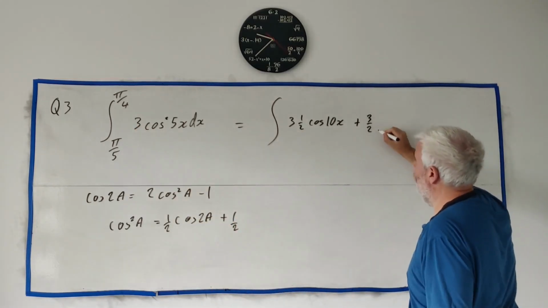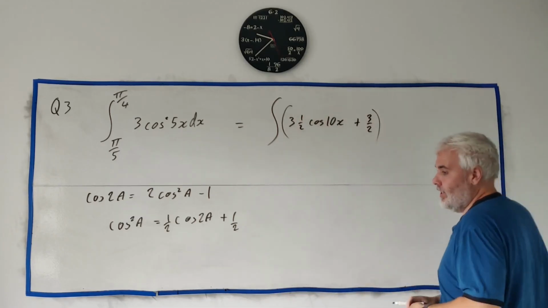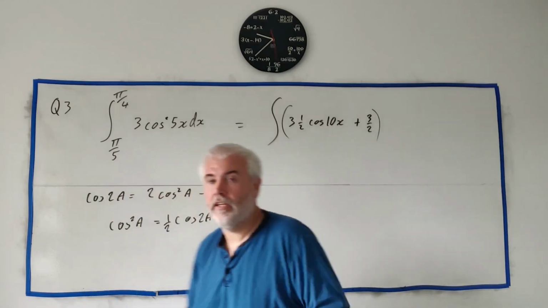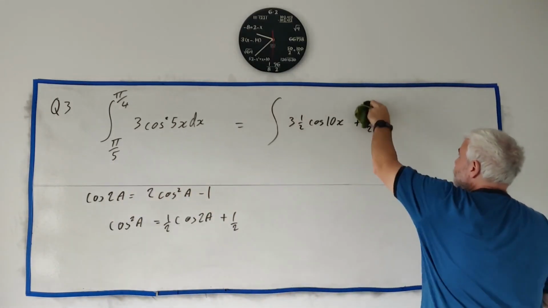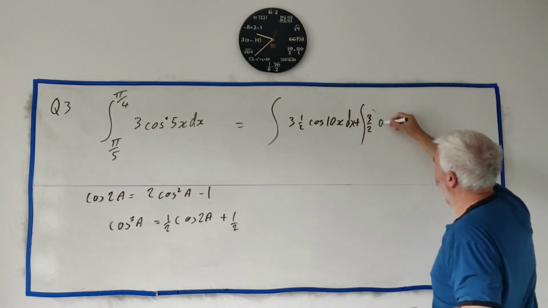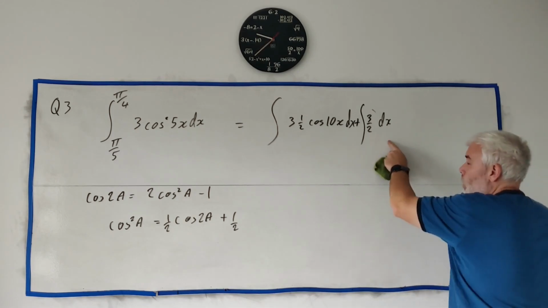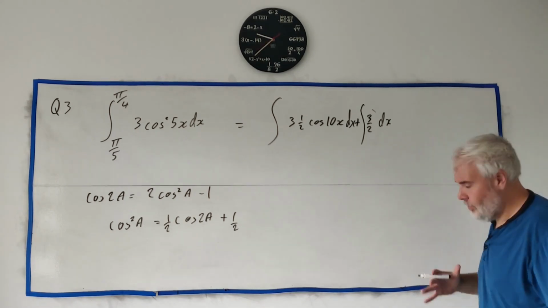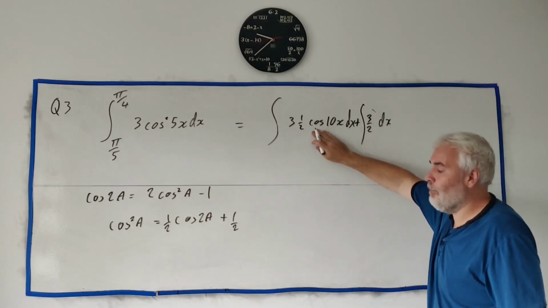So 3 over 2. For the integral, we can separate this out. The integral of two things works sort of like multiplying, so we can do this separately. We can just integrate each of them. Put a dx on this one and a dx on that one. This integral is quite easy to do. It's just a constant. This one's not too hard either. It's just a simple substitution.